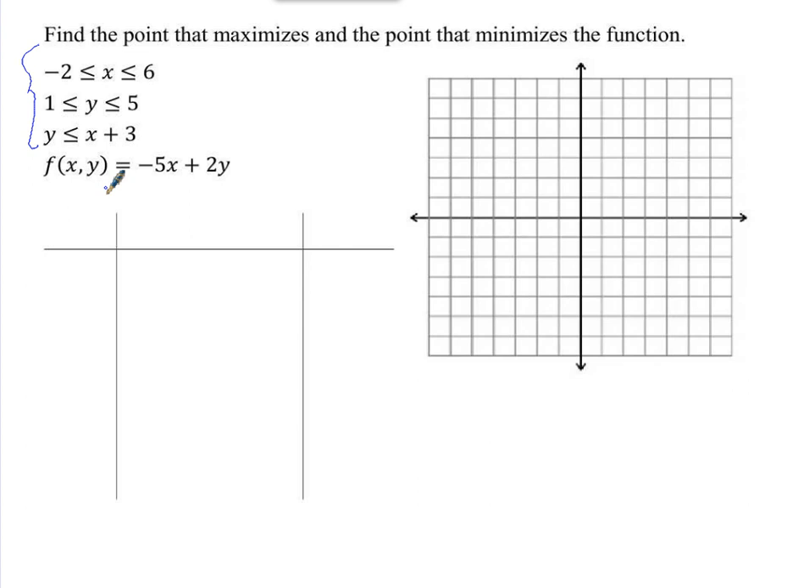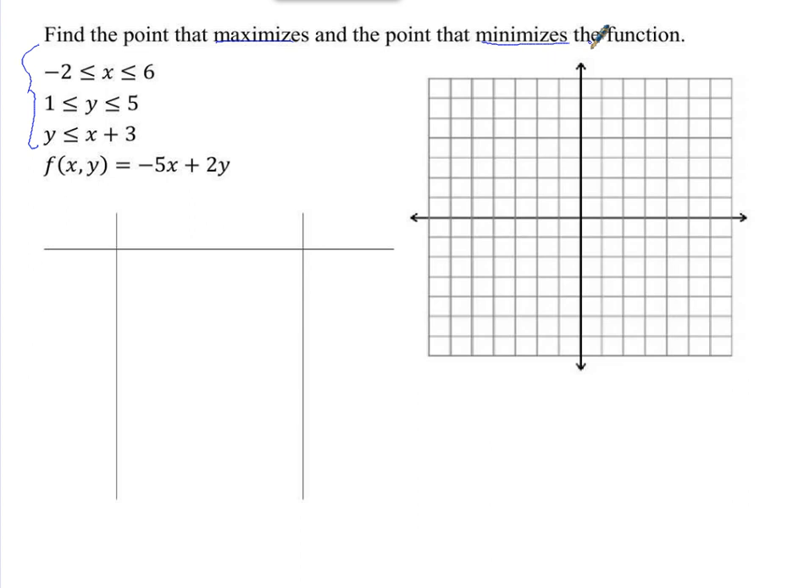Which are we going to do in this problem? Maximum or minimum? Both. It says find the point that maximizes and the point that minimizes the function. So we're going to find both. No big deal. It's no extra math. We just have to realize that we're finding both.